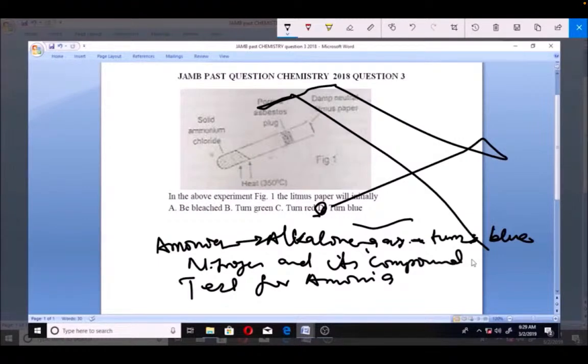So what you're considering here is ammonium chloride. Whenever it is heated, ammonia has to be liberated, and this ammonia turns this very litmus paper to blue. And that is why we have this as your answer. So the right answer is turns blue, D.